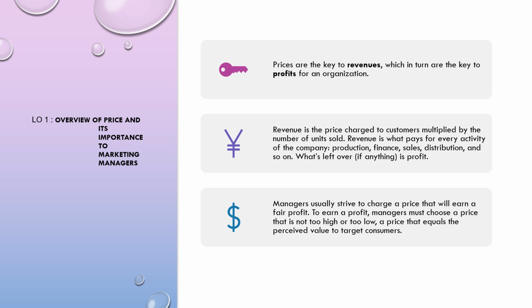That means revenue is just the amount of money that you get from selling the product. However, when you talk about profit, this will be the amount of money that you get after you subtract your costs, right? So managers usually strive to charge a price that will earn a fair profit. All right, to earn a profit, managers must choose a price that is not too high or too low, because if it is too high, people may not want to buy, or if it is too low, then you may not get your profit. Okay, so a price that equals the perceived value to the target customers is typically what the marketing manager will choose.